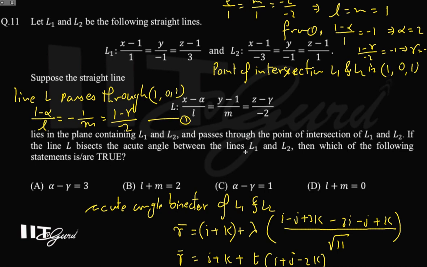So finally, to conclude, you can now check the options. As alpha and gamma are 2 and minus 1, this satisfies this option. And another option is L and M, both of them are 1 and 1. So L plus M, that is 1 plus 1, is 2. This option is also correct. This is wrong, so that's also wrong, and these two options are correct. So A and B options are correct. Fine. Let's go for another problem.